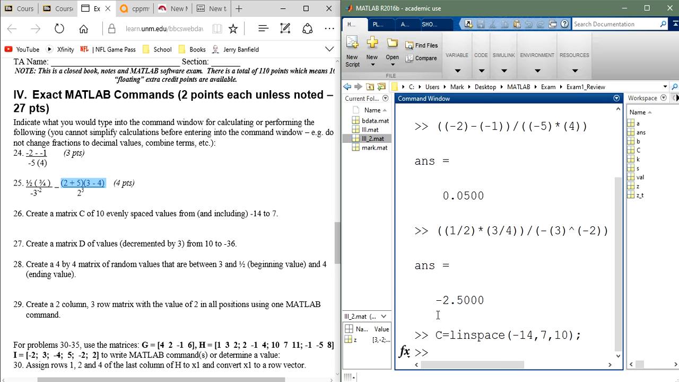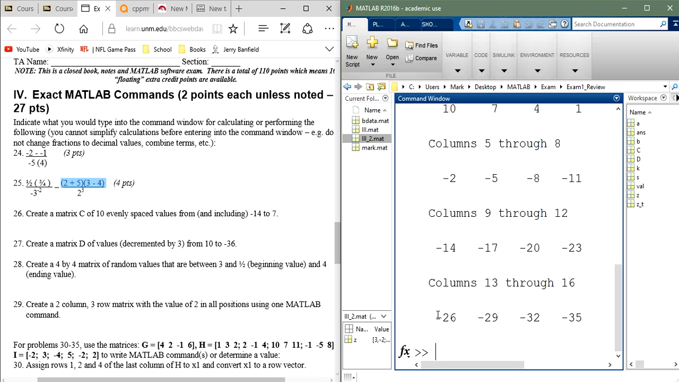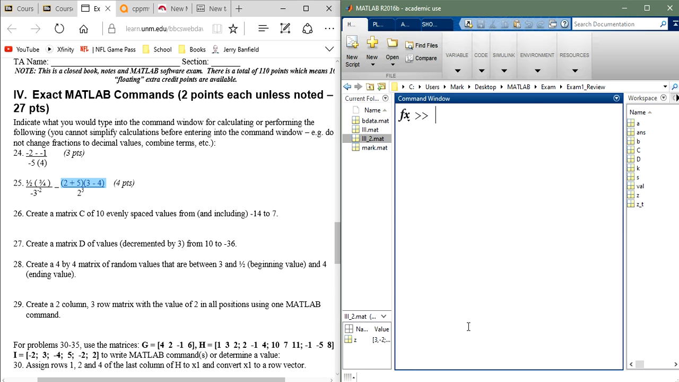linspace. Create a matrix D of values decremented by 3 from 10 to -36. Well, start out D equals. That's like half the points right there, guys. And I say from 10 by negative 3 to negative 36. And that's it. That's all. You guys don't have to say what the values are. You just have to put this one line of code in.